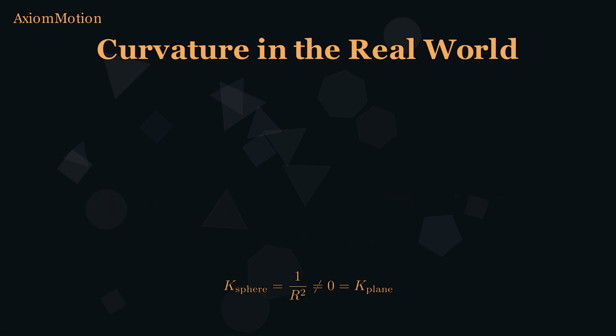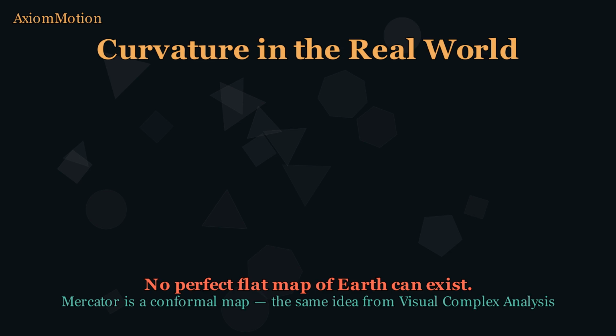Why must every flat map distort? Theorema Egregium. The sphere has k equals 1 over r squared. A flat sheet has k equals 0. These are different, and k is an isometric invariant. No distance-preserving flattening exists. And here is a connection to our earlier video. The Mercator formula is itself a conformal map, the same angle-preserving idea that drove holomorphic functions.